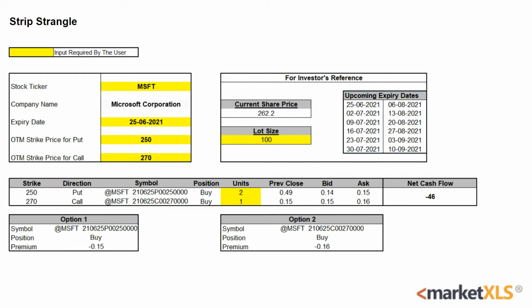And for the purpose of this video, we'll be using Microsoft with the expiry date as 25th June. And the out-of-the-money strike prices for the put and call are $250 and $270. We've bought two out-of-the-money $250 put as well as one out-of-the-money $270 call option contracts of Microsoft. We've built the net debit strategy and paid $46 to enter into the trade, and this is reflected in the net cash flow section.